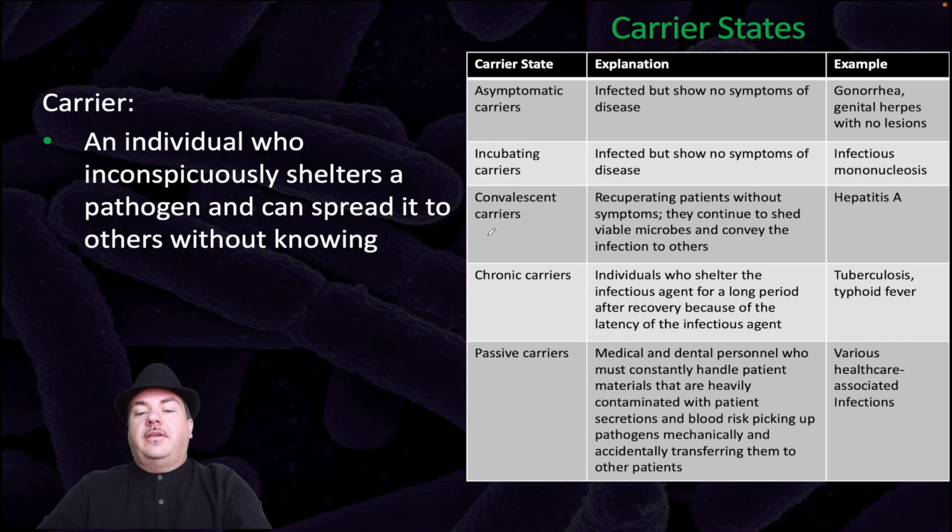You can have convalescent carriers. These are recuperating patients without symptoms. They continue to shed viable microbes and convey the infections to others, for example hepatitis A. We can have chronic carriers. These are individuals who shelter the infectious agent for a long period after recovery because of the latency of the infectious agent. For example, tuberculosis or typhoid fever.